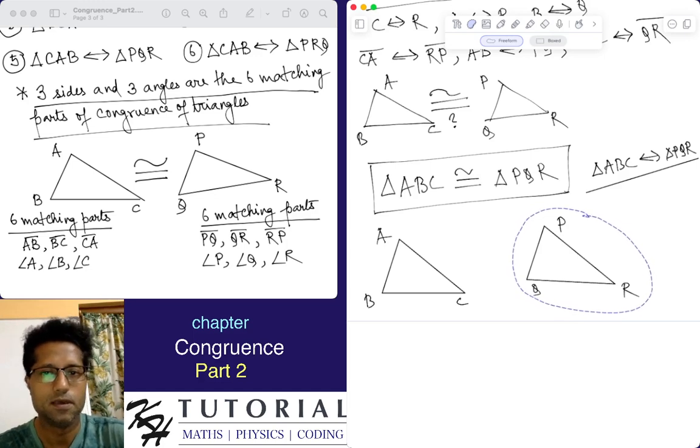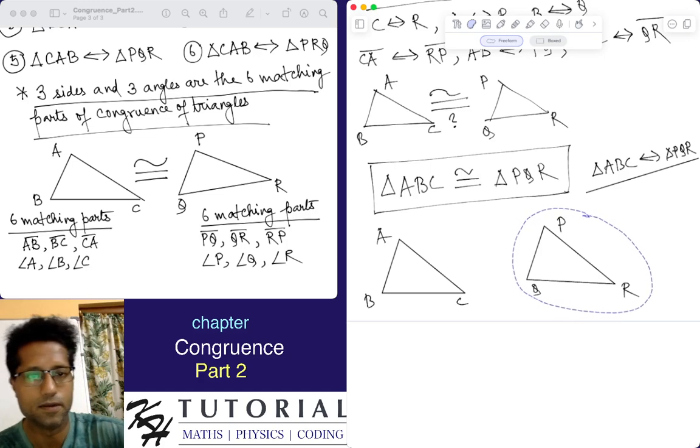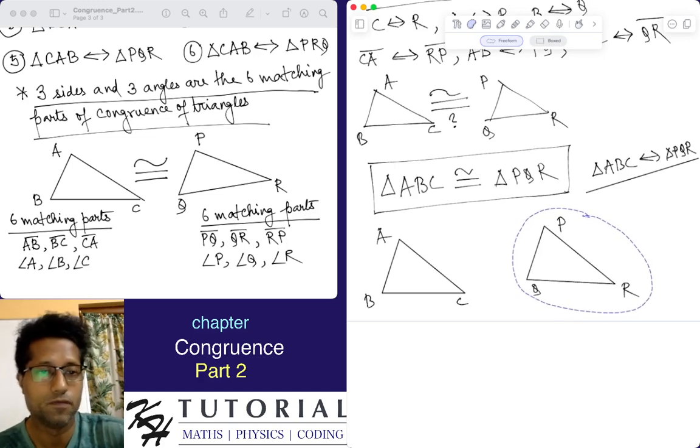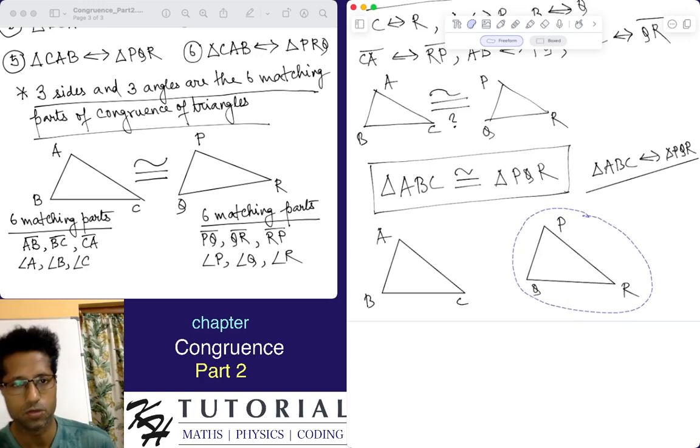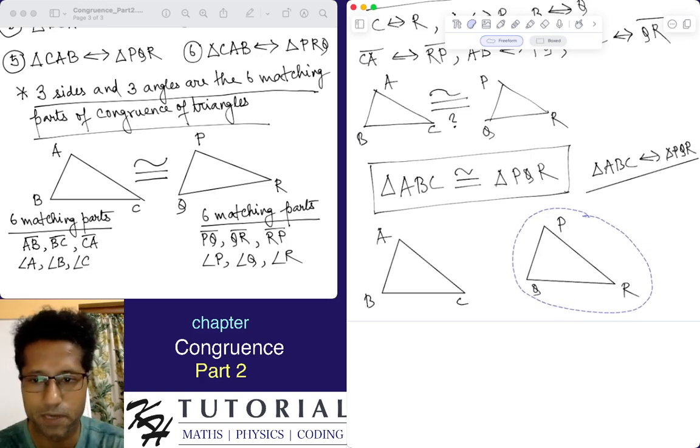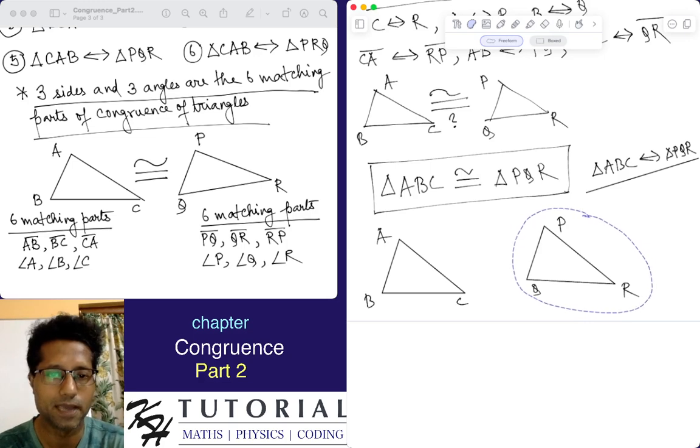You have to see whether all 3 sides of one triangle have equal length with the corresponding sides of the other triangle, and also whether the pairs of corresponding angles of the 2 triangles are equal or not.